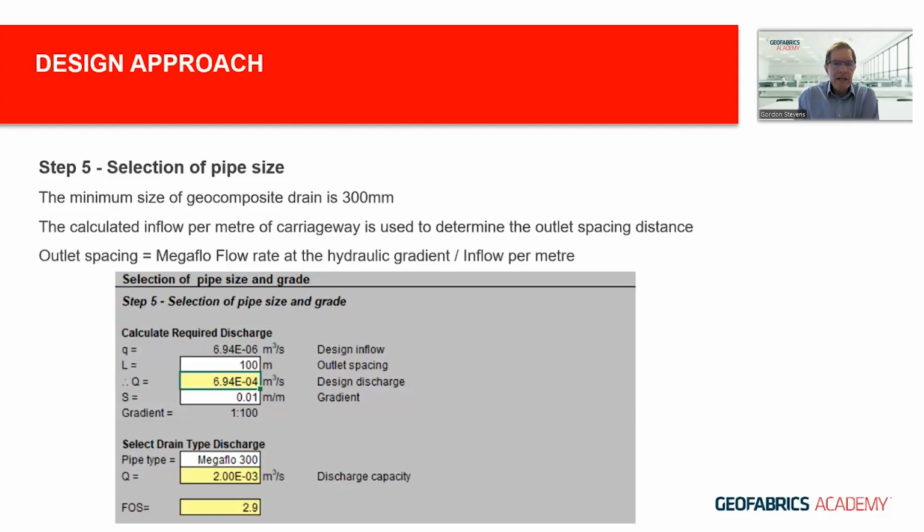So looking at our example, we've got our inflow per meter. We select an outlet spacing of 100 meters. So we've got an inflow, we've got a gradient of 1 in 100, and we find that Megaflo 300 at that hydraulic gradient achieves a factor of safety of 2.9. So that would be a suitable outlet spacing for Megaflo 300 in this particular application.